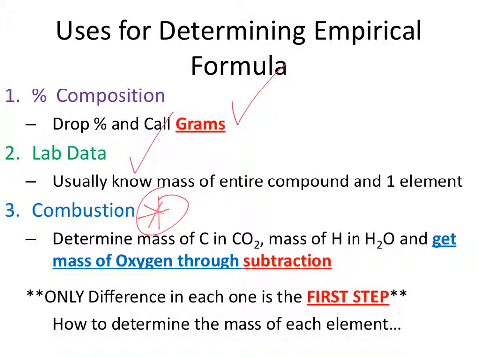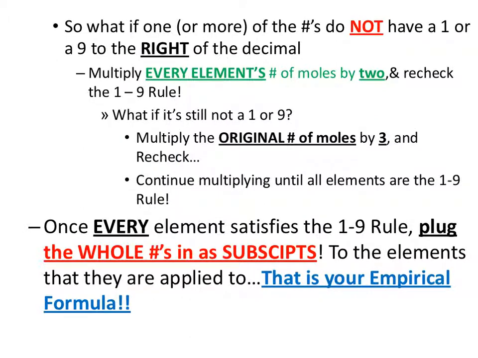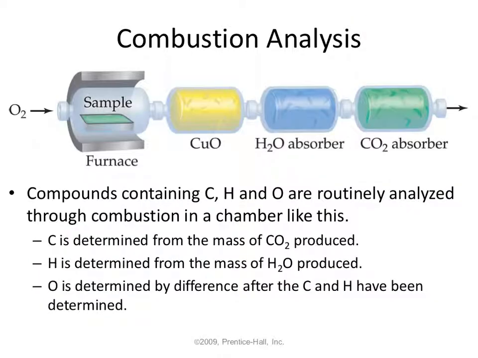But here is the important part right here. Determine the mass of carbon in CO2, determine the mass of hydrogen in water, and you have to get the mass of oxygen through subtraction. And this is why this is the most challenging part, and we're going to work one of these problems just so you can see how it works, okay? So we're going to skip through all of these because hopefully you can understand exactly how to work this. So here's the first slide.